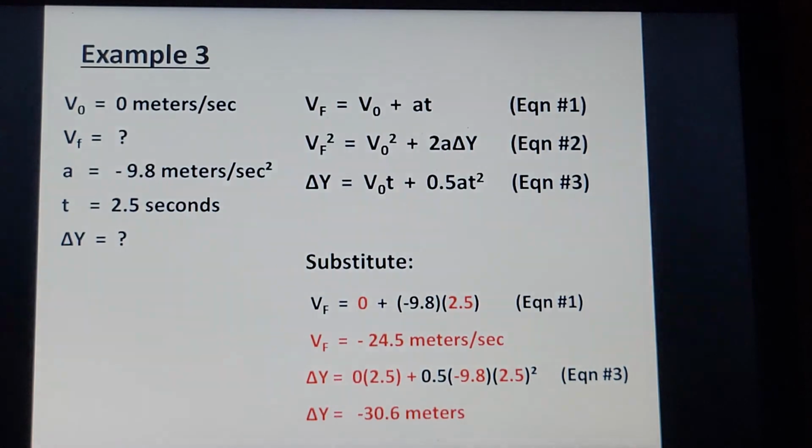And then we're going to plug that number into a different equation to calculate delta y. Again, it doesn't matter which equation you use. I've just arbitrarily picked equation 3, plugged in my numbers, and I got delta y is negative 30.6 meters. And again, not to be too repetitive, I would take my answers and plug them into equation number 2 just to check to make sure I got the right answers.